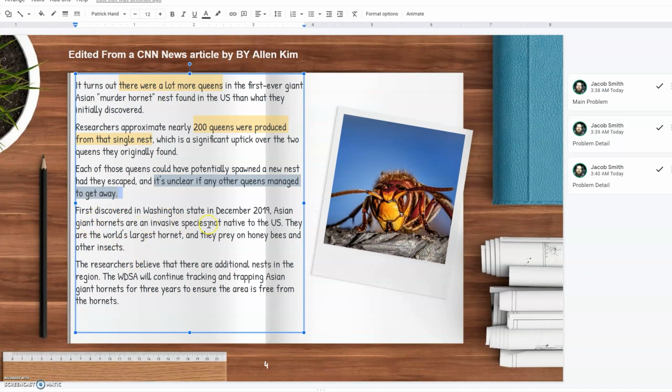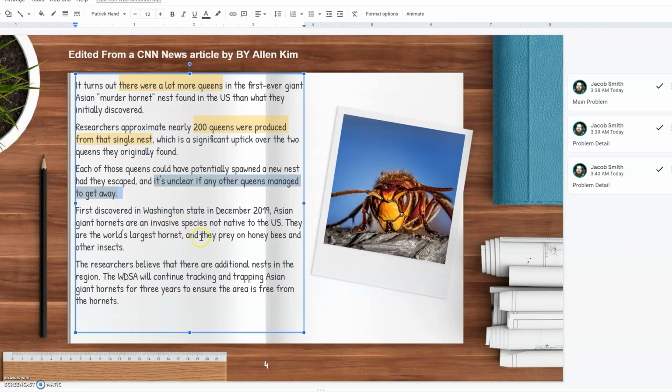First discovered in Washington State in December 2019, Asian giant hornets are an invasive species not native to the U.S. They are the world's largest hornet, and they prey on honeybees and other insects. So what in here do you think is a problem detail? What in here makes the fact that there are a lot of queens that could create a lot more nests, and some of them might have escaped, right? We're building this case that this is a major problem. What in here makes them a major problem?